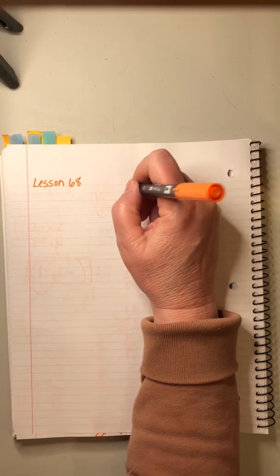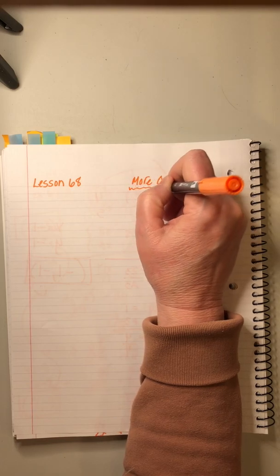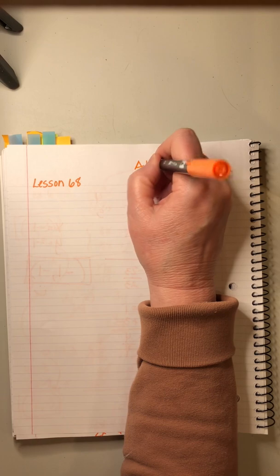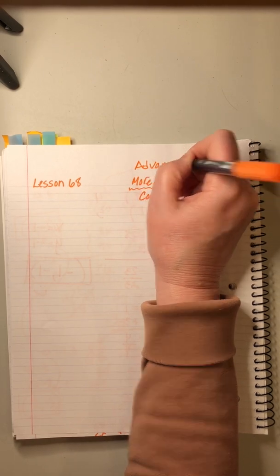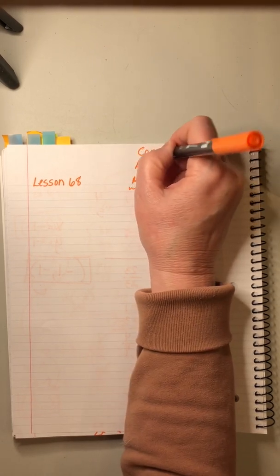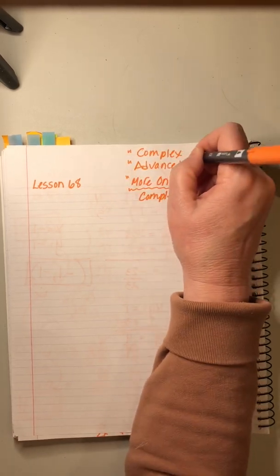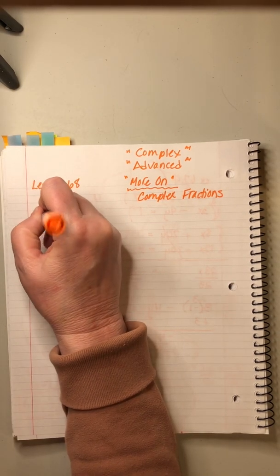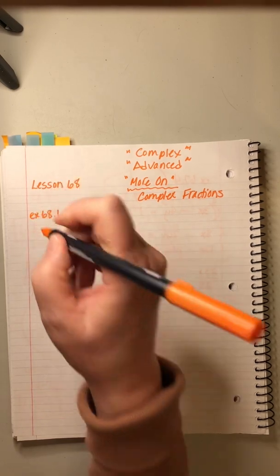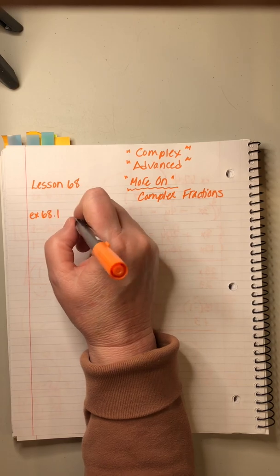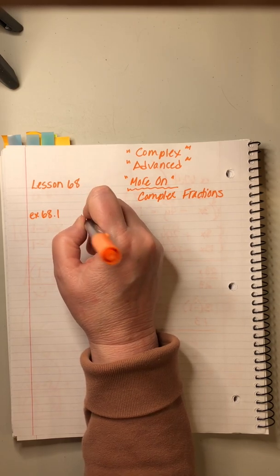We're getting into more and more topics that have titles like this: more on, or advanced, or complex, right? These names that suggest that we're getting deeper into a topic. Very cool. That's how you know we're making progress. 68.1. Let me show you the kind of complex fraction we're talking about.